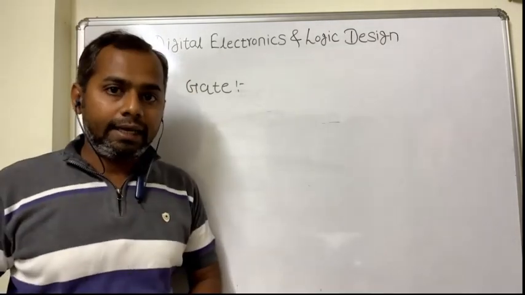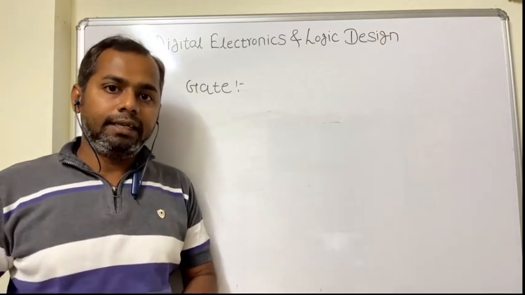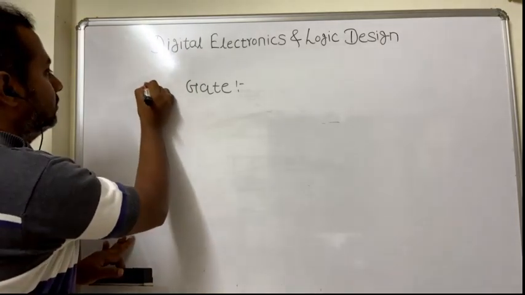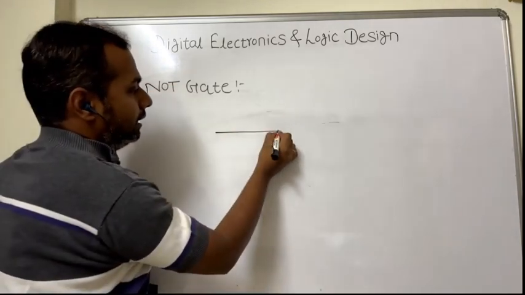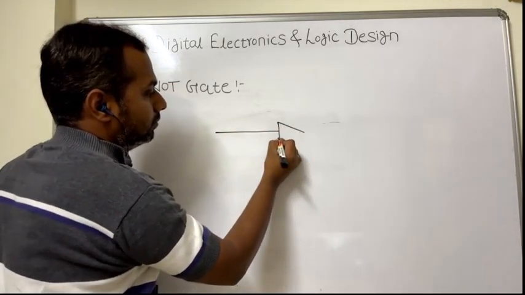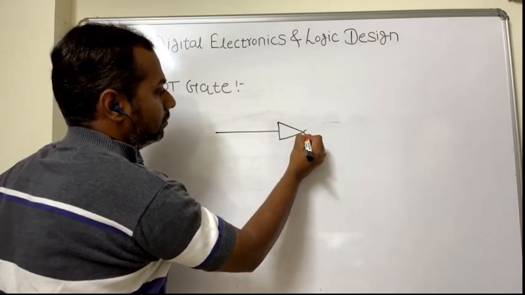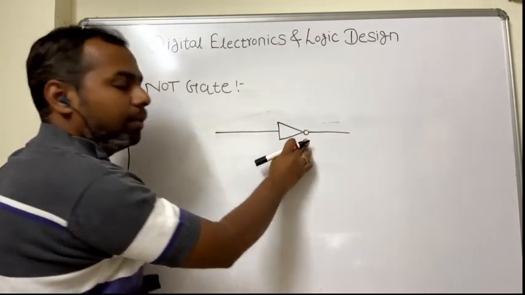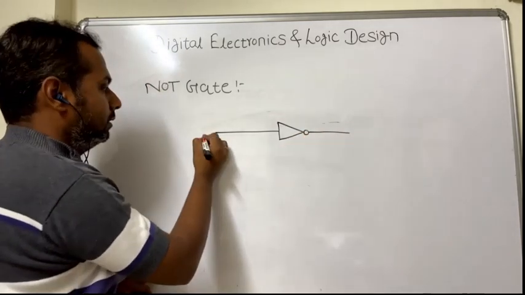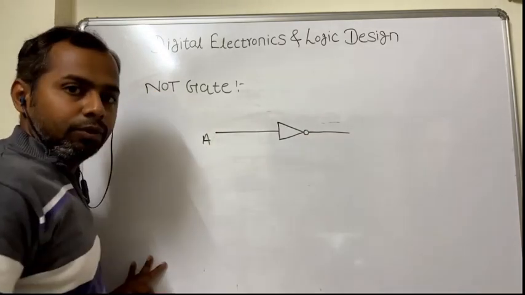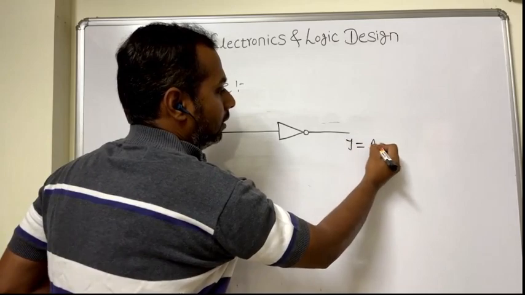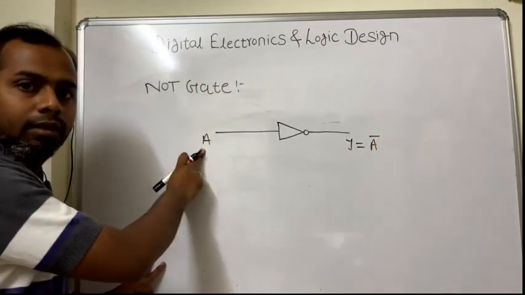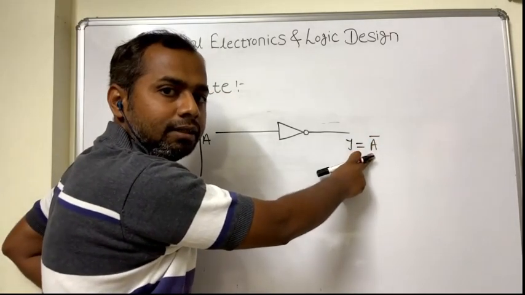Now the third and last basic gate is the NOT gate, and its symbol is like this. This bubble indicates the inverter. It has only a single input and a single output. A is the input and its complement is A bar.